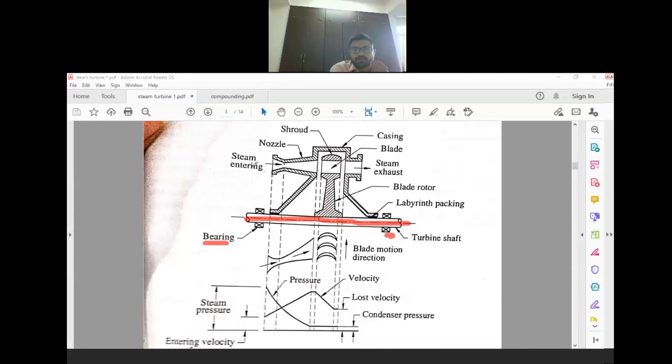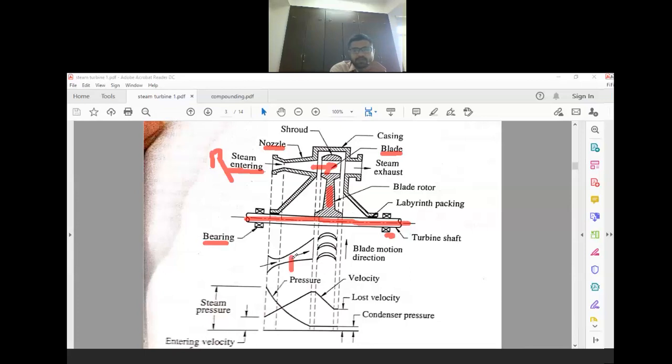So here you can see steam is entering from here. So first it will enter into the nozzle. In nozzle, that high pressure steam will become high velocity steam. So that steam will enter into the blade section. So it will strike with the blade, and then it will give its momentum to this blade. So blade will rotate, and that's why shaft also rotates. So same thing is shown here. This is basically the top view.